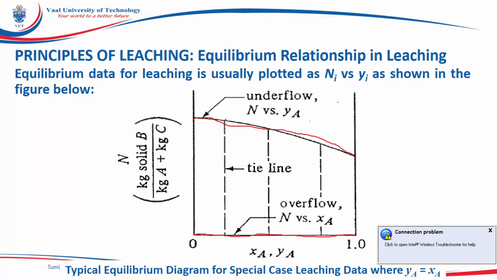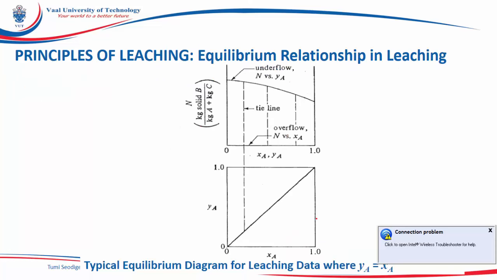That is, YA is equal to XA. As you can see, YA and XA are plotted in the same place. For this case, when the data is translated into the XY plot as shown in this figure, the equilibrium line is a 45-degree line, which is the Y equals X line, or the X equals Y line.